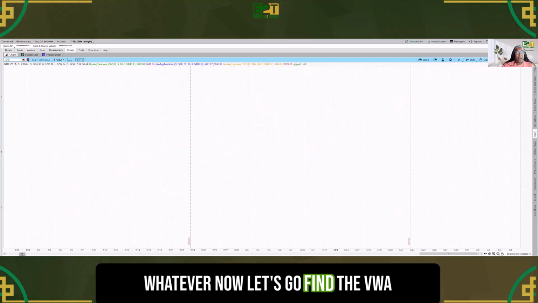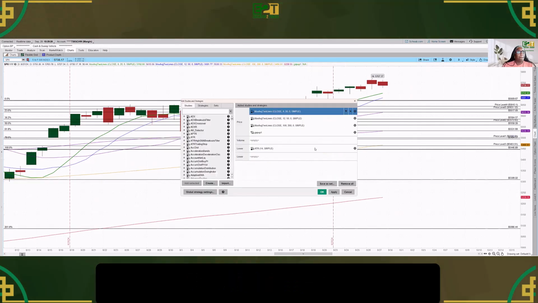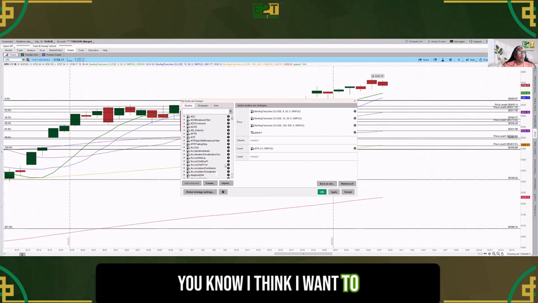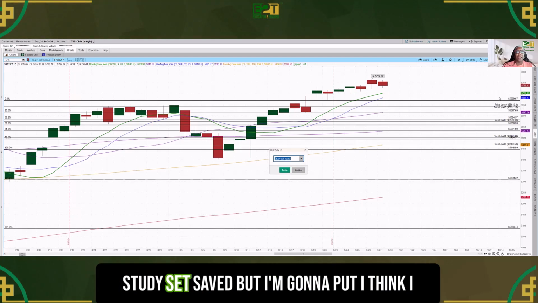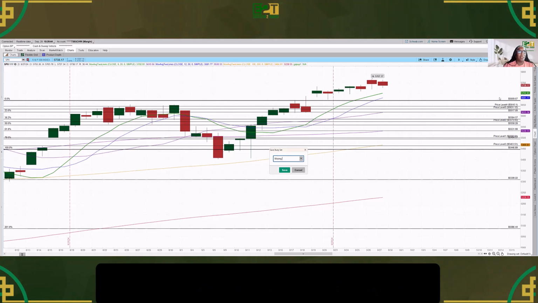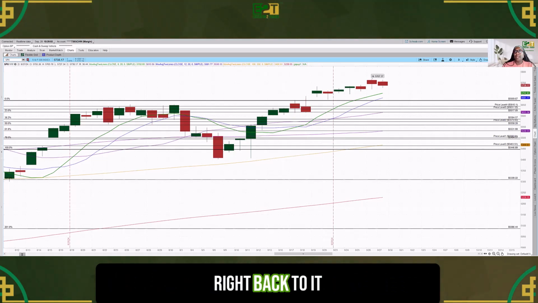Now let's go find the VWAP. Let's go to our studies. There we go. I want to save a study set. I really think I have this study set saved as this moving average. So that way, when I change it up, I can come right back to it.